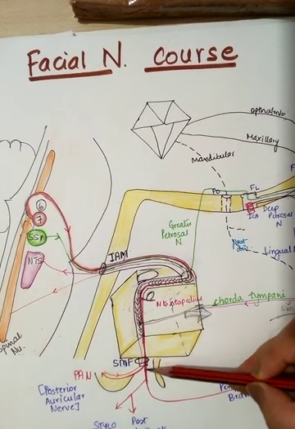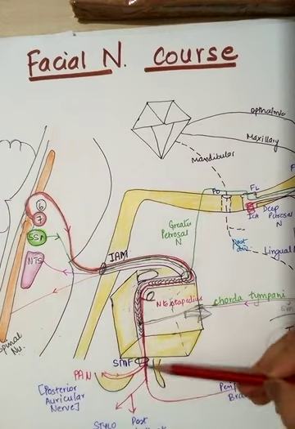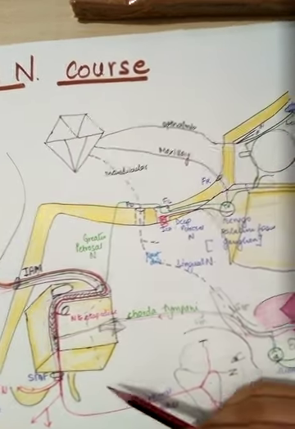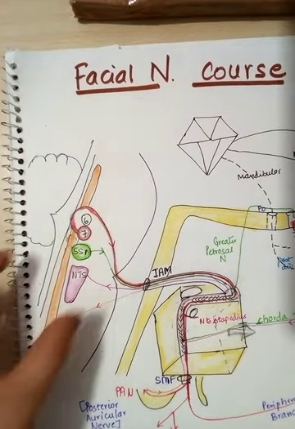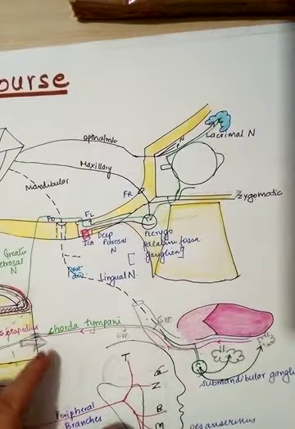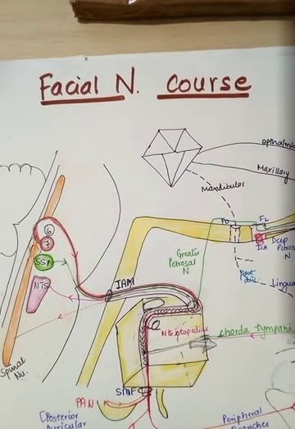These fibers exit from here and then they give off branches, ultimately reaching the parotid. So the course of the facial nerve is actually from the pons to the parotid gland. Now we'll have a look at all the branches in detail.